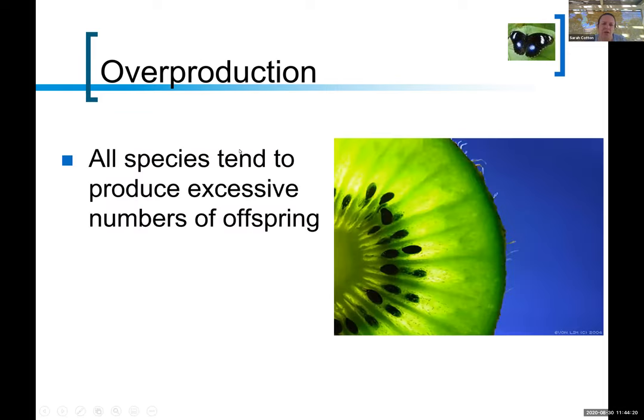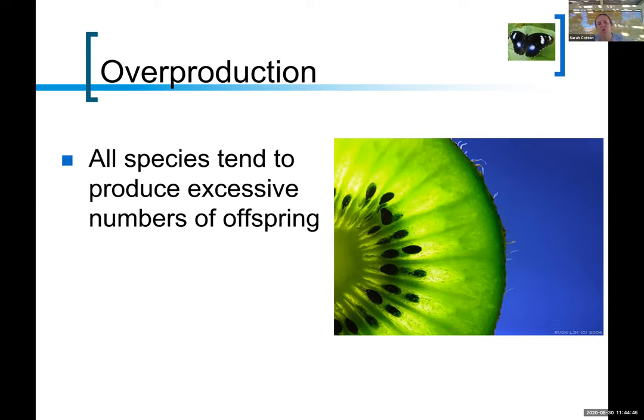So one of the observations that leads us to natural selection is overproduction. All species tend to produce excessive numbers of offspring. What do I mean by excessive? All organisms produce more babies than will survive. Offspring is the technical term for the next generation.